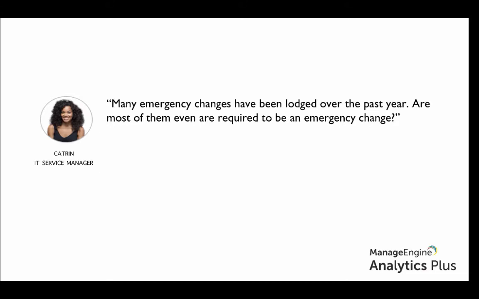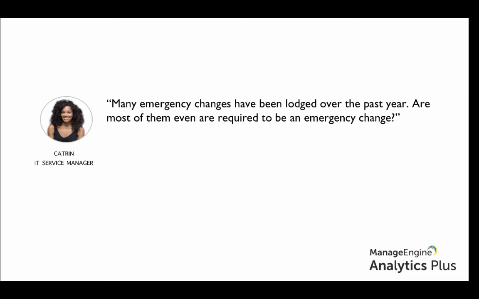Emergency changes include those changes that probably need to be implemented with immediate effect. For example, when you need to resolve a major security incident or a denial of service attack, you will have to implement a set of changes, probably run a few security patches or modify your router configuration or something like that. And all of these changes need to be done with immediate effect without having to go through any prior approval. And these changes are lodged as an emergency change.